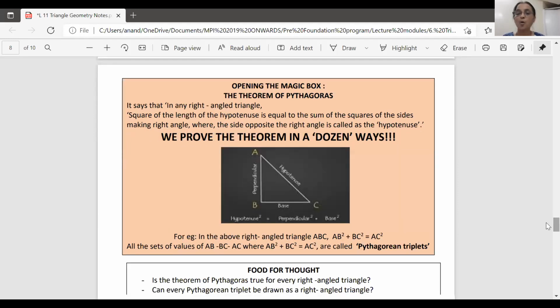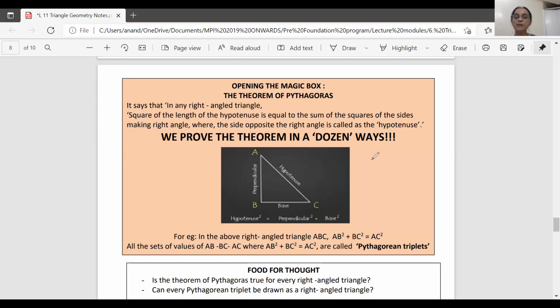And now the magic box, a very special property of right angle triangle. You can do a PhD on this property. A very special property shown only by right triangles is called the theorem of Pythagoras. This is a very, very important theorem in triangle geometry.